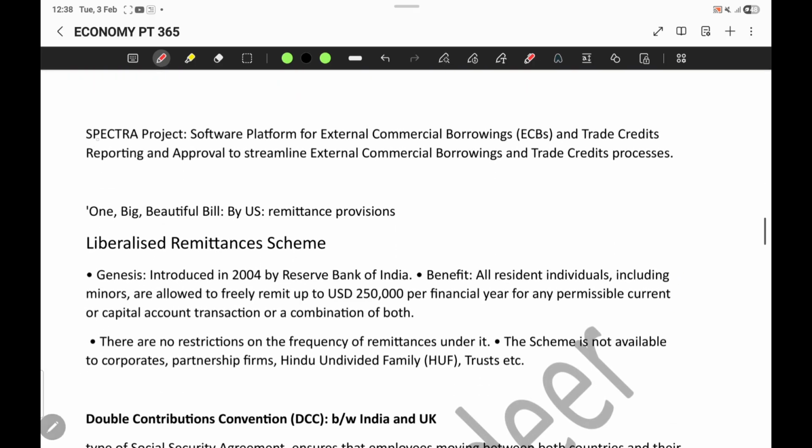Next, the Spectra project. The Spectra project was recently seen in the news. These types of questions will be asked. It is a software platform for external commercial borrowings and trade credits reporting and approval, to streamline the external commercial borrowing and trade credits process. Don't make it complex. Just remember, the Spectra project is related to external commercial borrowings. That's it.